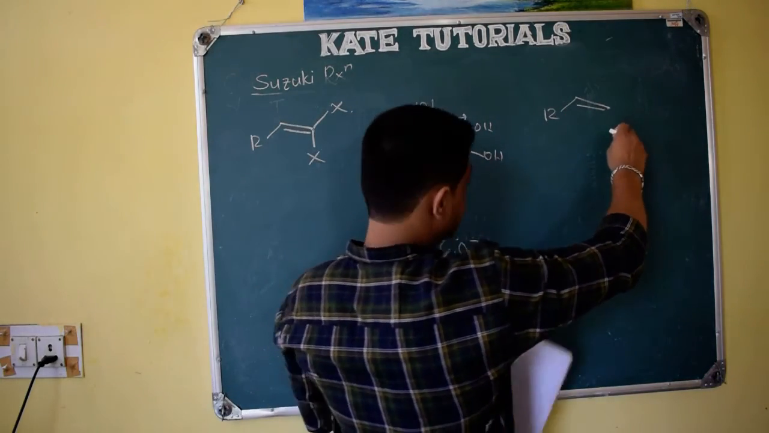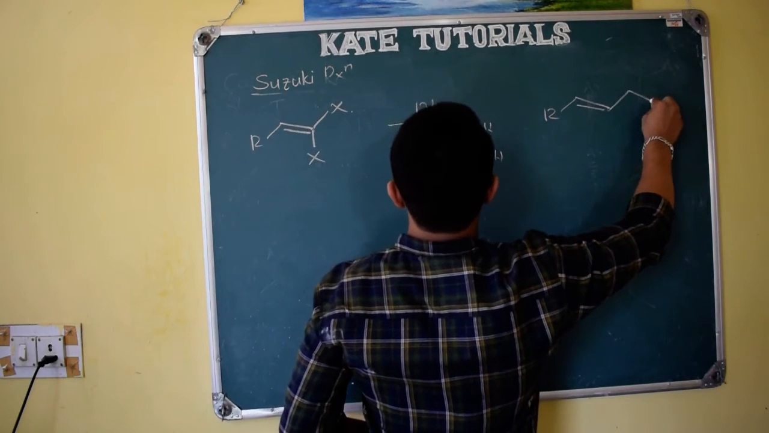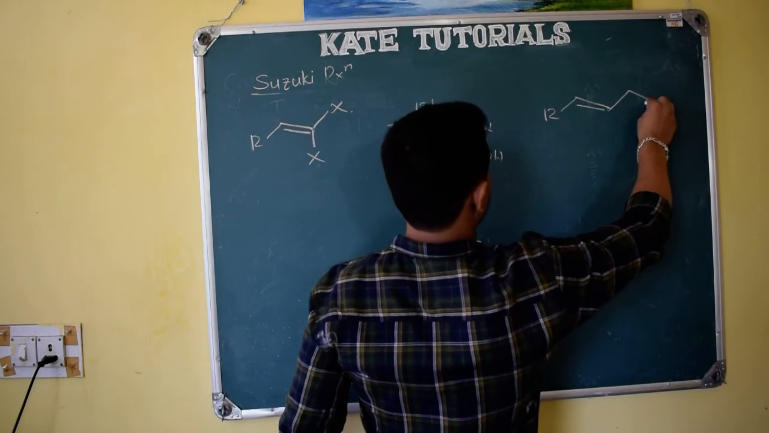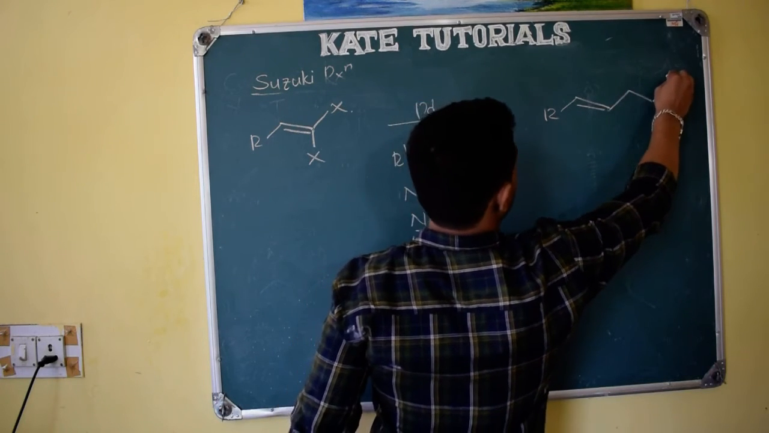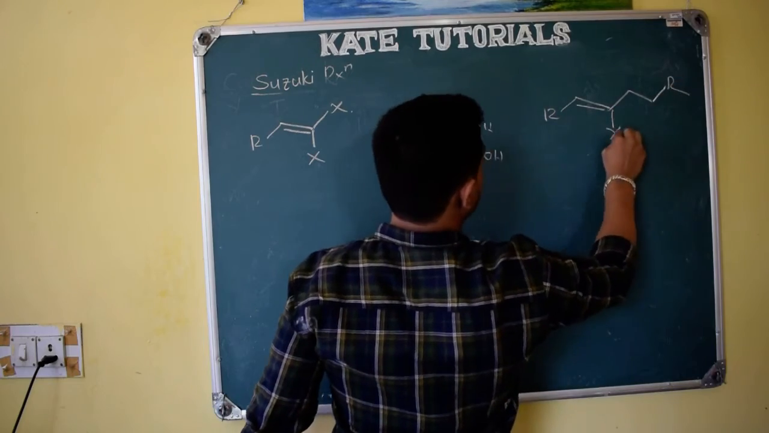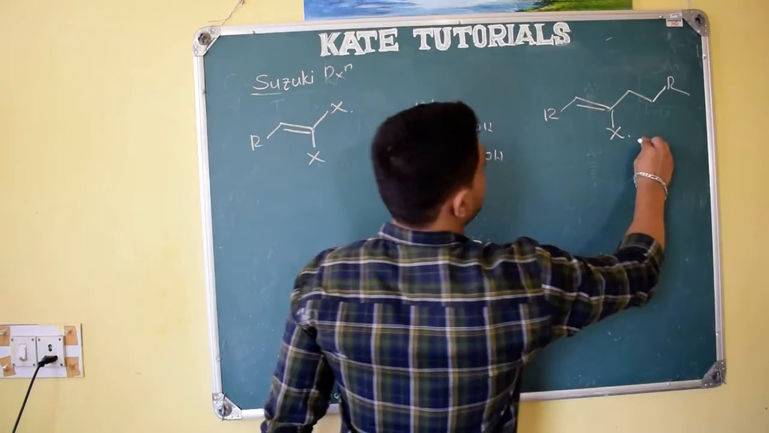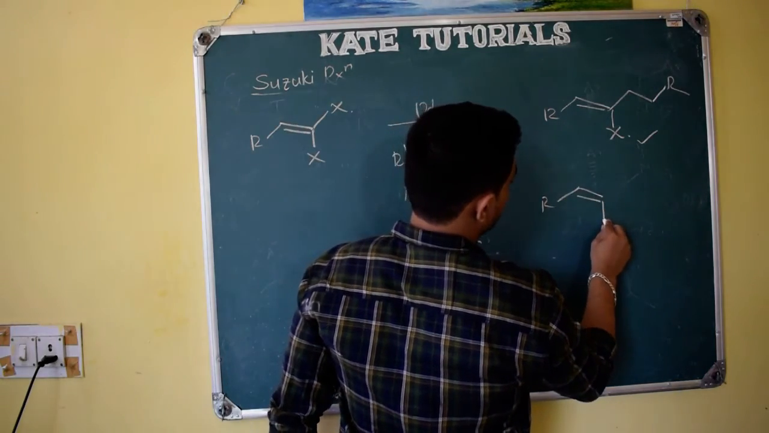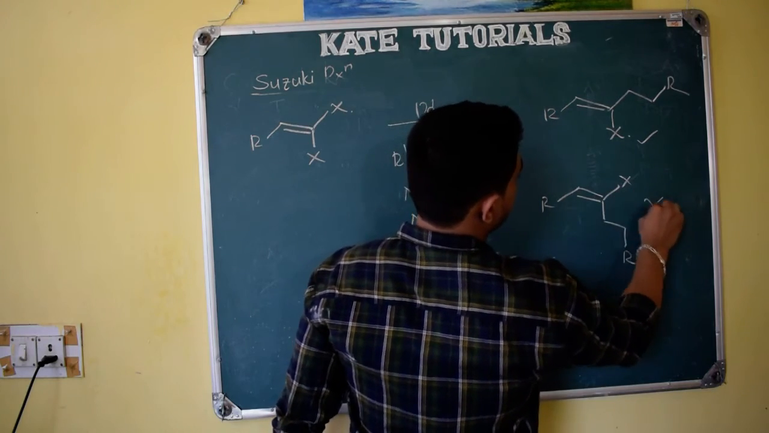What kind of product? R1, R2, sorry, correct, no? R1, R2, second R and halogen, right? Only this product they observed, not this kind of product, R double bond, R1, R2. This product they didn't observe.